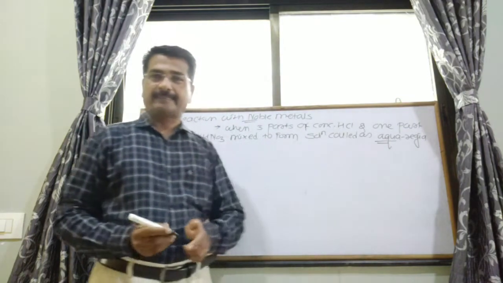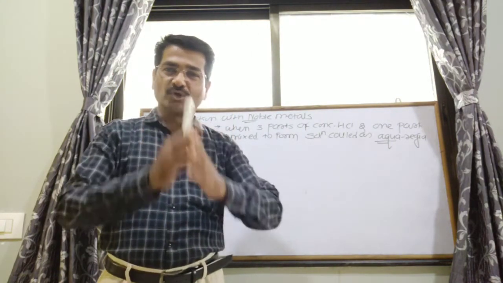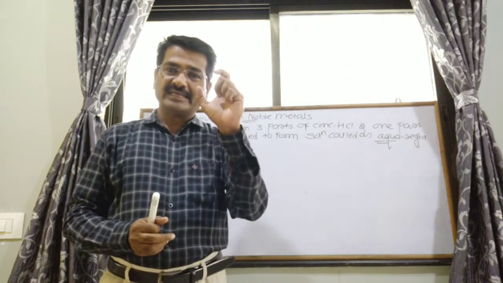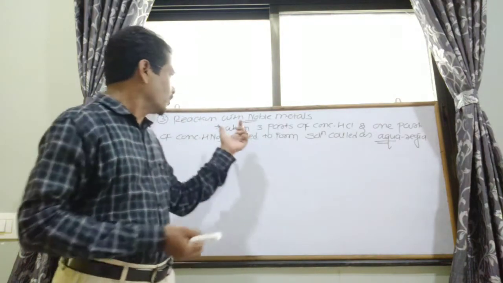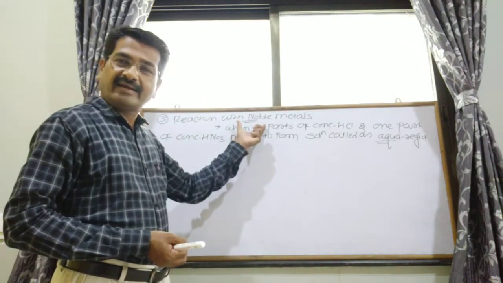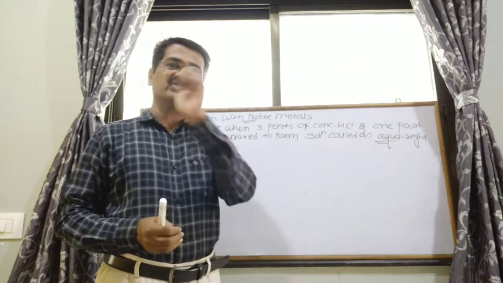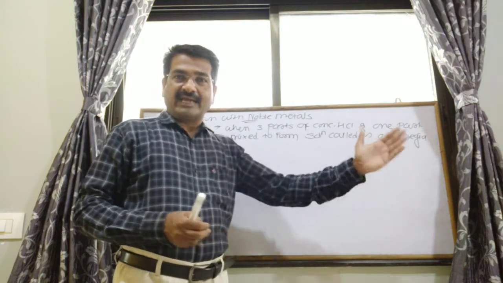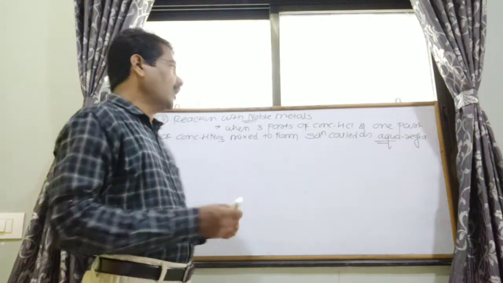See again, what is aqua regia? The mixture of hydrochloric acid and nitric acid. But there is an exact proportion: 3 parts of hydrochloric acid and 1 part of nitric acid mix with each other to form the mixture. That mixture is called aqua regia, and it is used to dissolve noble metals.